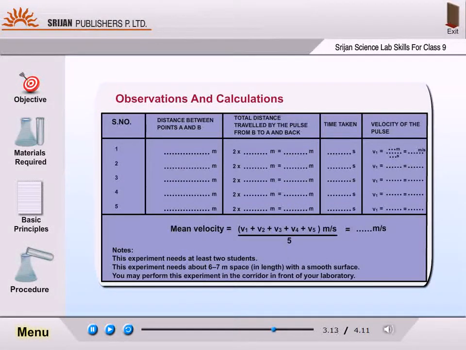Notes: this experiment needs at least 2 students. This experiment needs about 6 to 7 meter space in length with a smooth surface. You may perform this experiment in the corridor in front of your laboratory.